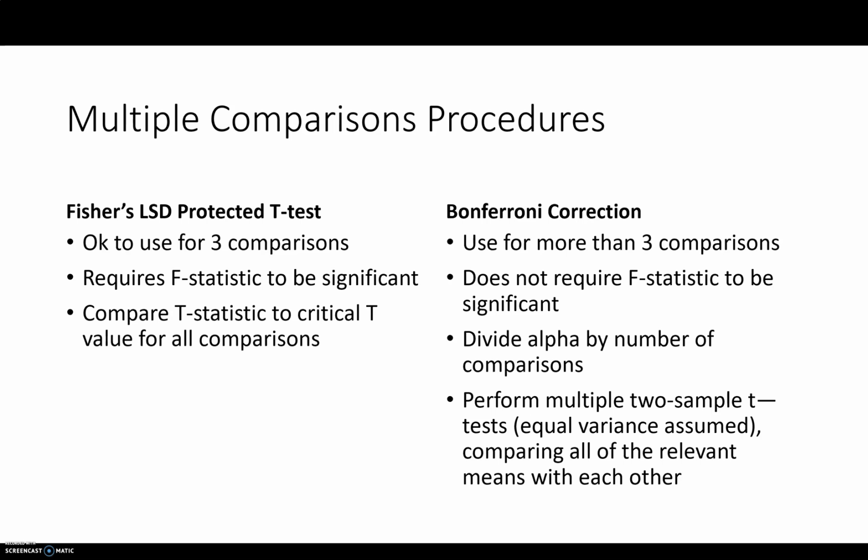And then you're going to do multiple 2-sample t-tests on each relevant pair, comparing each relevant mean to each other. So that's something that you've done before. You're just going to do it multiple times. And the only difference is, if you get a p-value, you're going to need to compare it to your adjusted alpha, the new alpha, the Bonferroni corrected alpha, rather than the original alpha of 0.05.